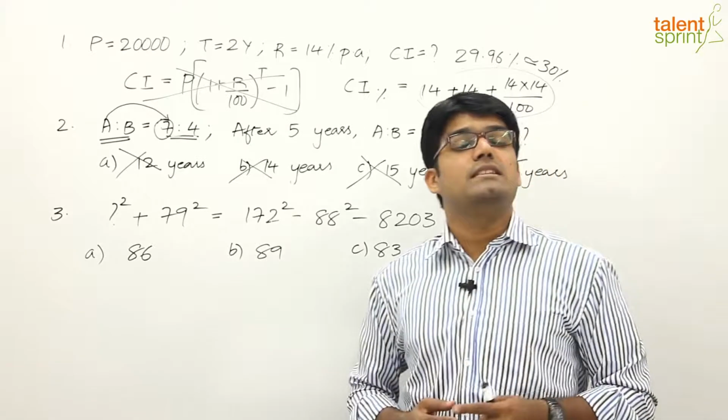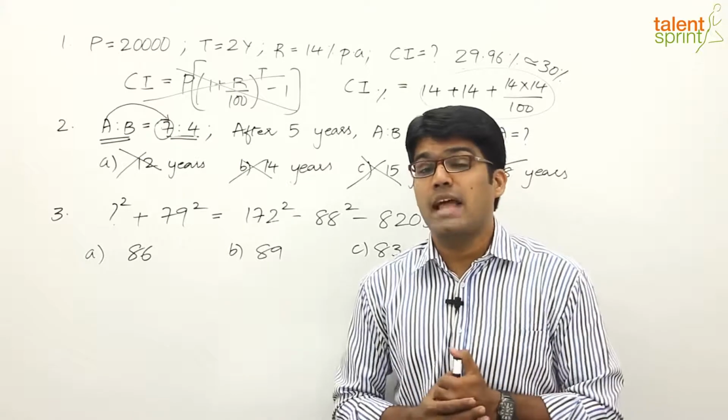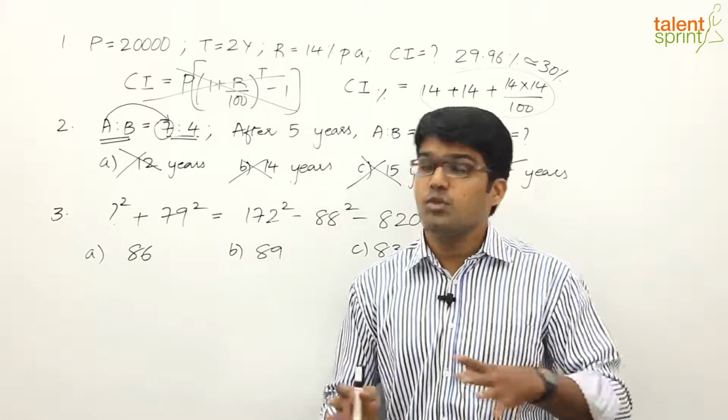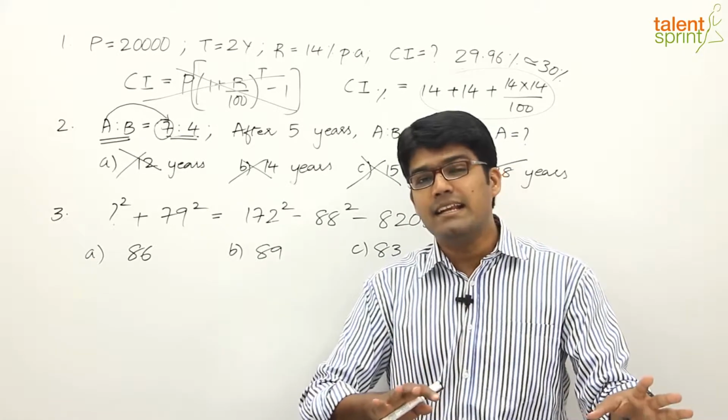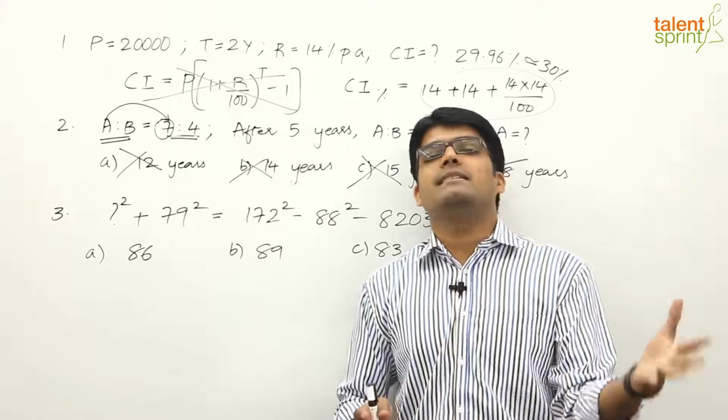And let us now see the fourth method of answering questions from Aptitude. And this method is known as the elimination method. Now what exactly happens here? We don't find out the correct answer. Instead, we find out what are the wrong answers. That is, we eliminate the wrong answer options.